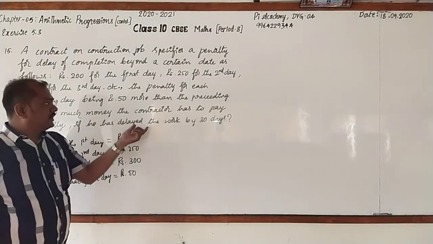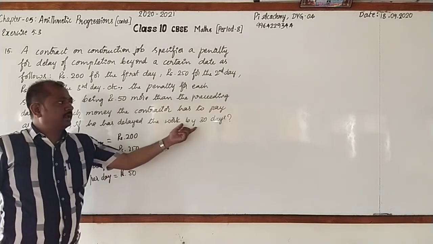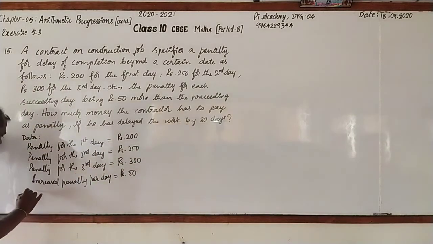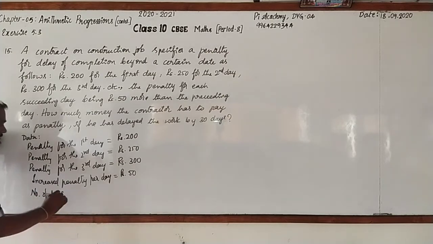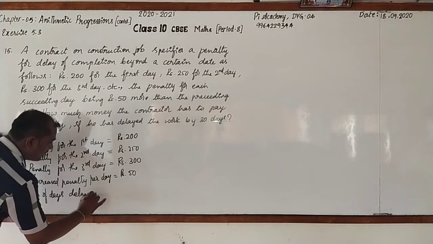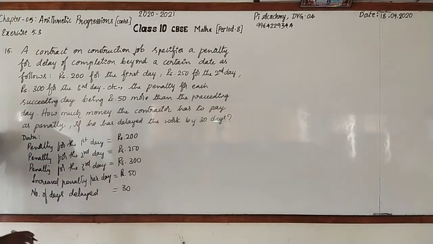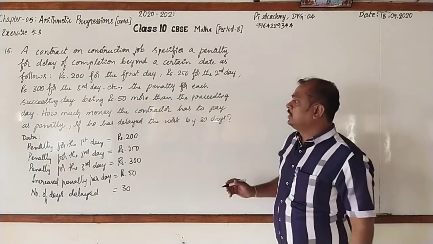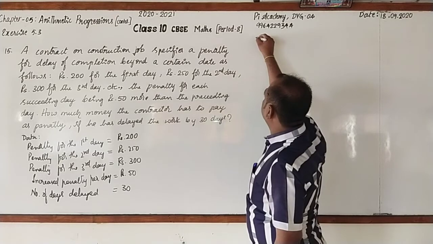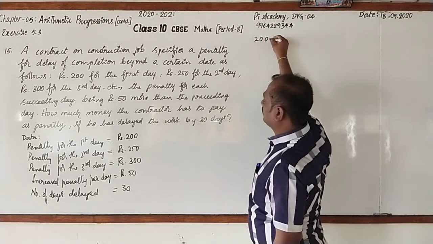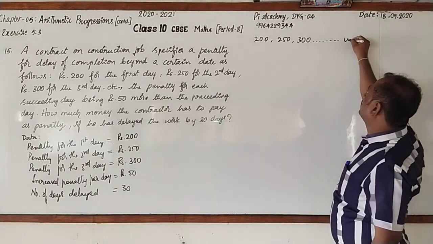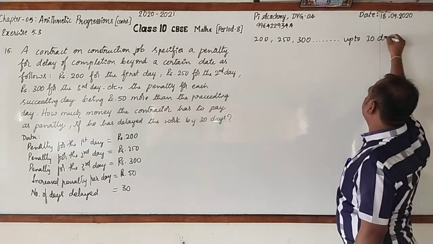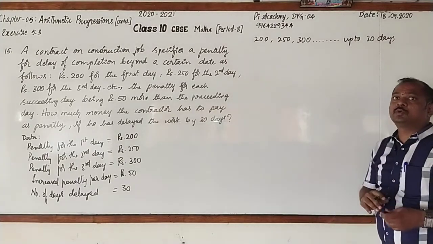Then the contractor has delayed the work by how many days? 30 days. So here I write number of days delayed, it is equal to 30. So we have to find out the total penalty, right? This can be written as 200, 250, 300 and so on up to 30 days, right? We have to find out the total penalty.